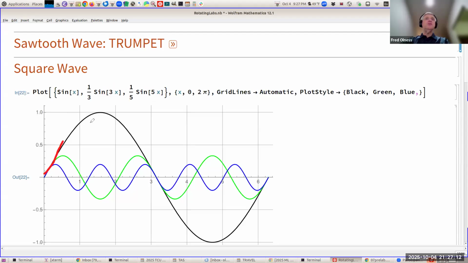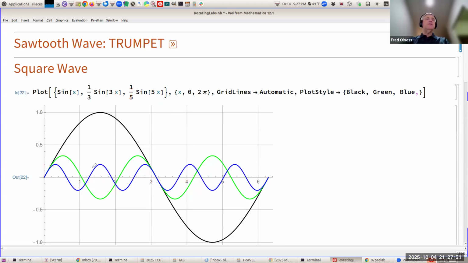So the black one, you see that goes through 1 cycle, and it has an amplitude of 1. Now this one, the green one, is going to go through 3 cycles: 1 cycle, 2 cycles, 3 cycles, and the amplitude is 0.33. And then finally, the evens aren't there, so I don't have the 2, I don't have the 4, I have the 5 as the next one, and the blue should go through 5 cycles, 1, 2, 3, 4, 5. That amplitude is 0.2, which is 1/5.